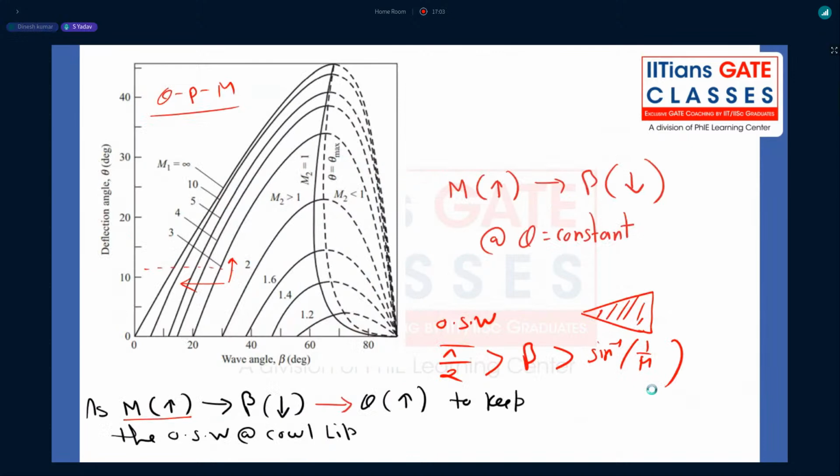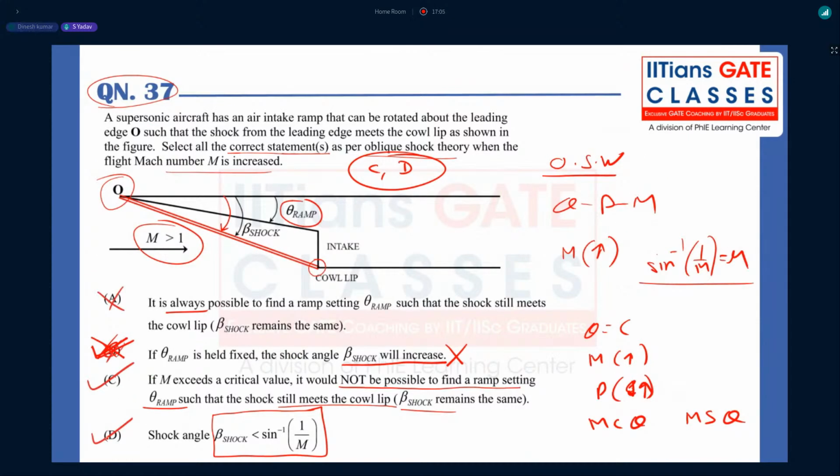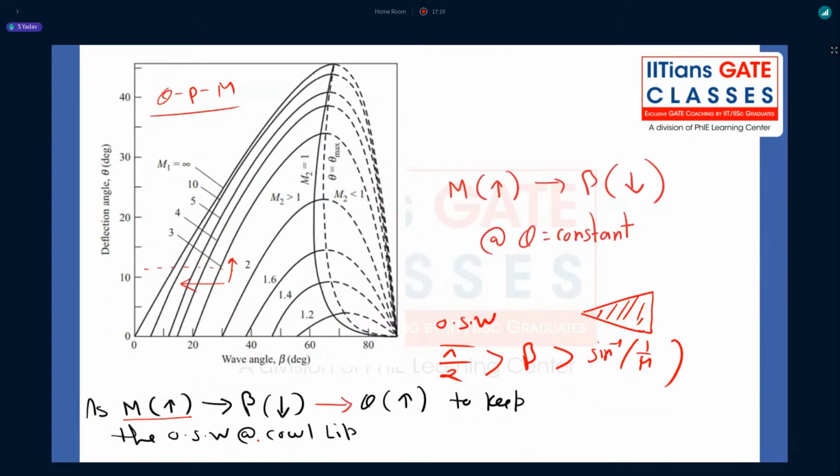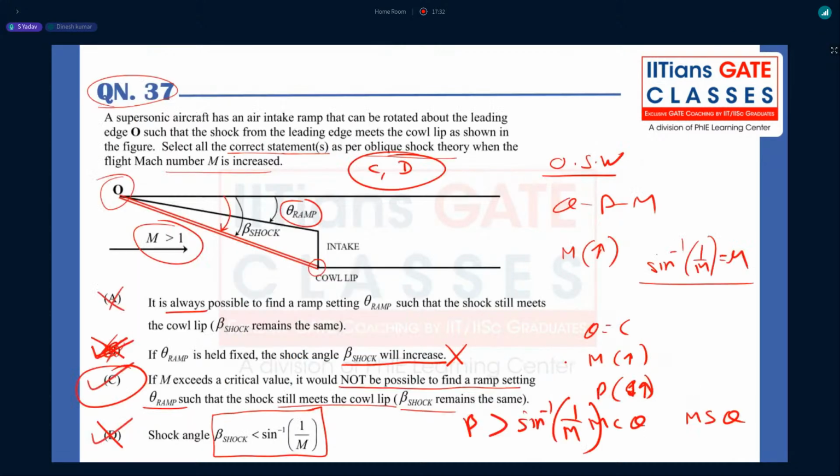Yeah, correct, sir. Actually option D is wrong. It's the other way around. Okay. Beta should be greater than sine inverse of 1 by M. That's right, sir, actually. So option C is only finally left over. That's correct. Beta is the opposite sign. Actually, I misunderstood this part. Beta limit is between pi by 2 and sine inverse 1 by mu. So beta has to be always greater than the Mach angle. That's correct.